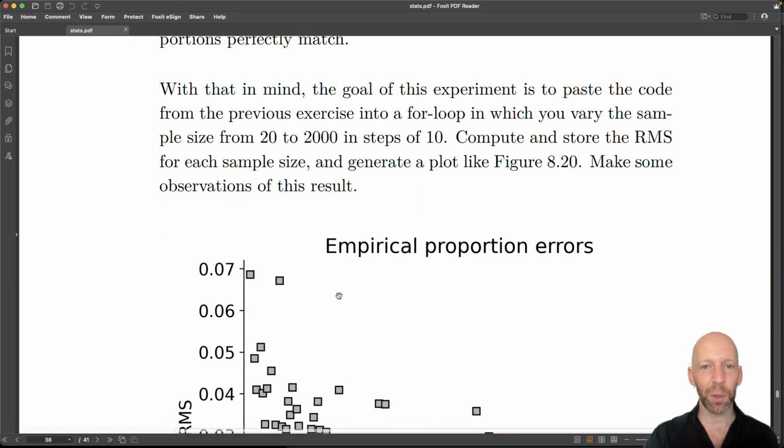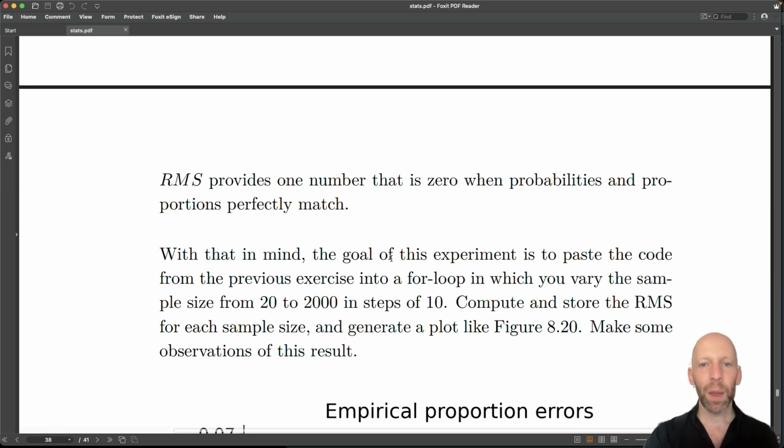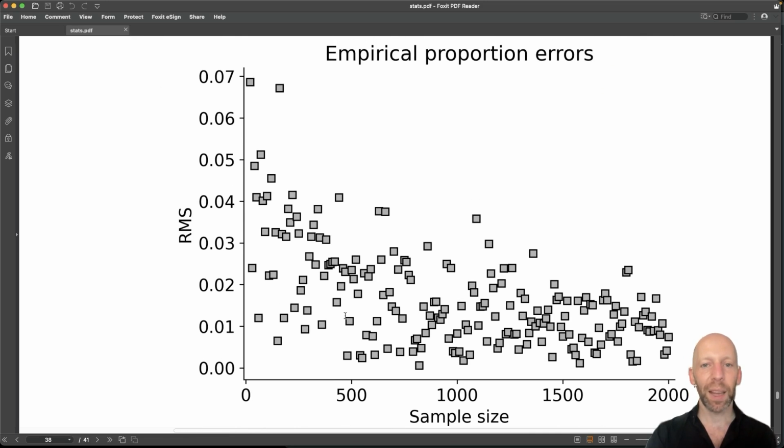Okay, let's see. So then what you want to do is run an experiment where you take the code from the previous exercise, put it in a for loop where you vary the sample size from 20 to 2000. So in the previous exercise, we used a sample size of 500. Now you want to use varying sample sizes. So you draw 20 marbles, record the different colors, and then compute the RMS, and then in steps of 10. So the next one would be a sample size of 30, then a sample size of 40, and so on. And then you compute and store the RMS for each sample size and generate a plot that looks like this.